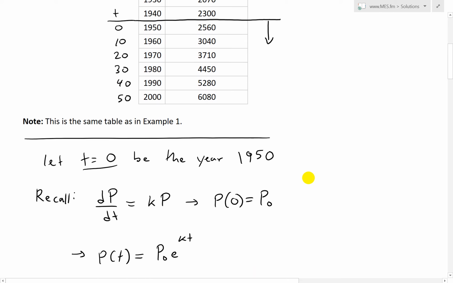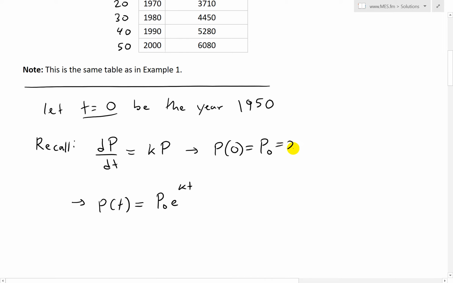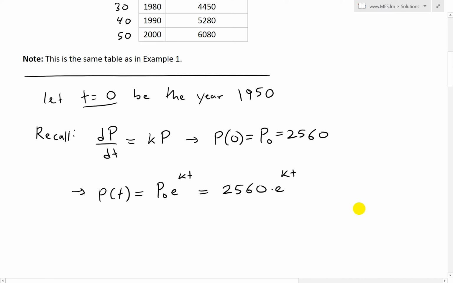In our case, we're setting t equals 0 to be the year 1950, so P(0) is just 2560. So then the model is going to be 2560 times e^(kt). That is our initial model. And now we just need to estimate k, which is the relative growth rate.